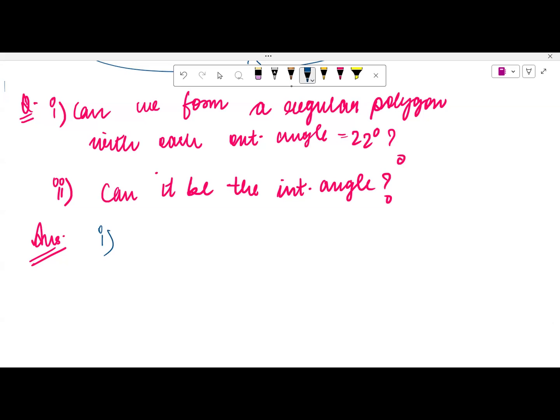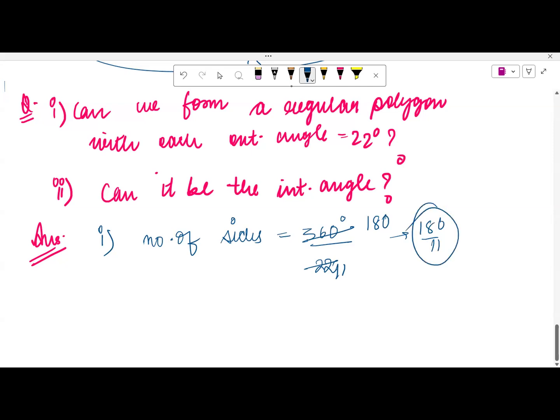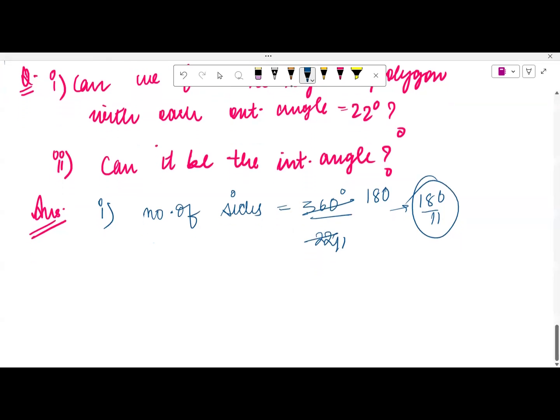Why no? Ma'am, because 22 is not divisible in 360. So if I have to form a regular polygon, I will have to calculate the number of sides. So the number of sides will be 360 degree divided by 22 degree. So 180 by 11. This will come in decimals. Can number of sides be a fraction or a decimal? No, ma'am. So that is why we cannot form a regular polygon.